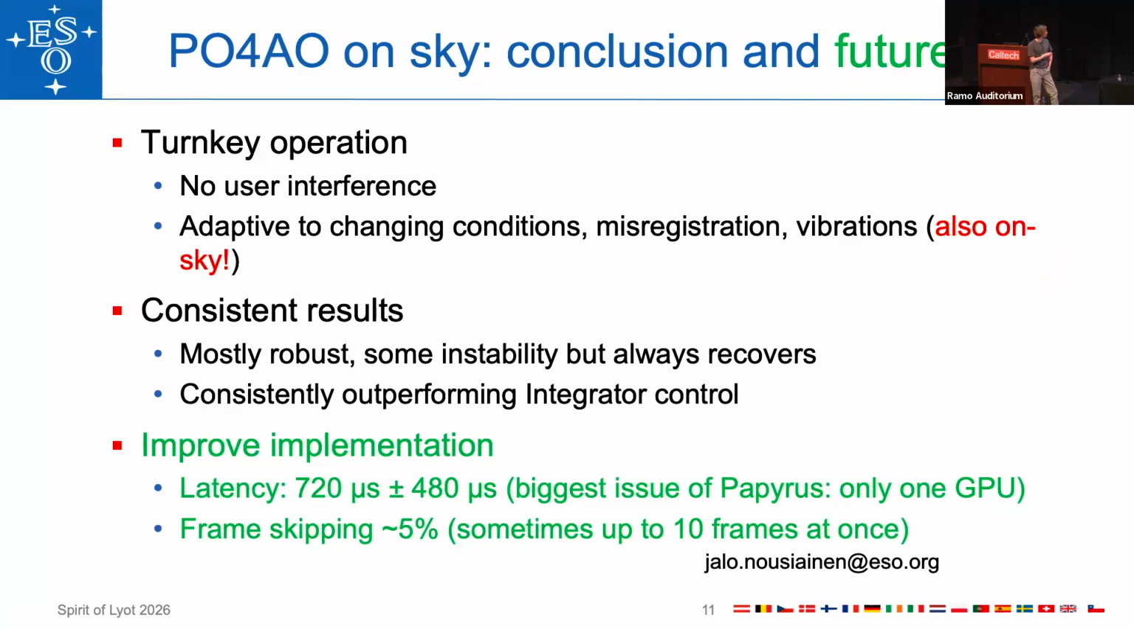What we still need to work on is the implementation. This time we implemented it with Python. The latency was kind of okay, but we had really big jitter. That's because we only had one GPU, so we had to train on the same GPU as we control. And we had huge frame skipping, which I think makes the results even more impressive.